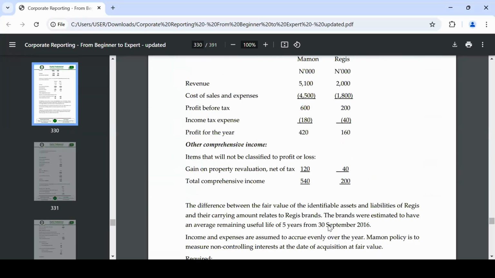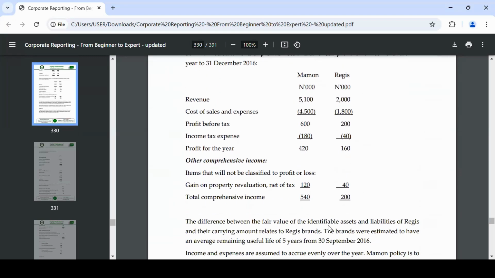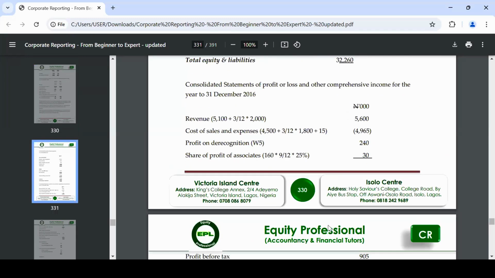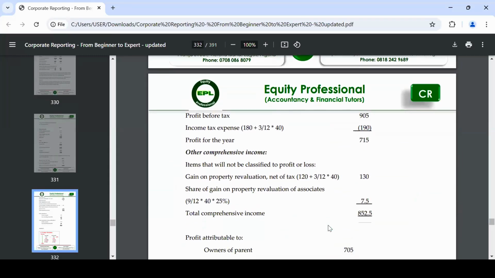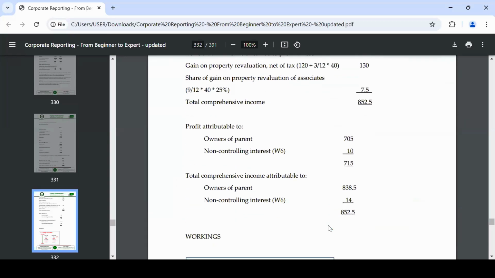So meaning that, let's go to the separate. I want to see where this got the 160 from. The profit for the year that Regis had, you're going to take what you would have collected as an associate investor. And that is how we will look at that all through. So this is quite clear, quite simple.